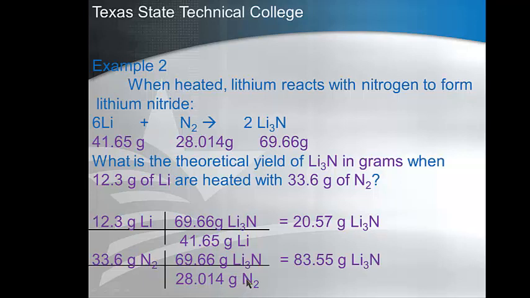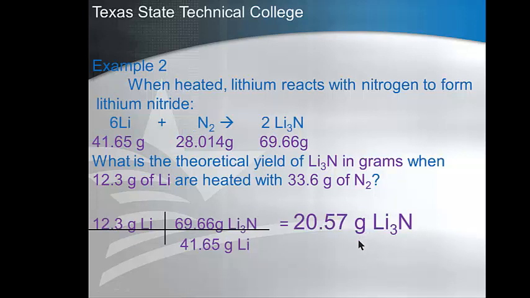According to our calculations, we have enough lithium to produce 20.57 grams of lithium nitride and enough nitrogen to produce 83.55 grams of lithium nitride. Obviously, we will only produce the smaller amount, because when the reaction reaches the production of 20.57 grams of lithium nitride, it will run out of lithium.